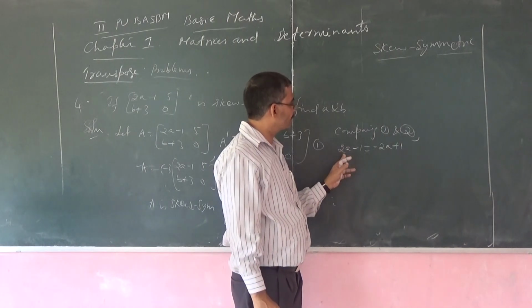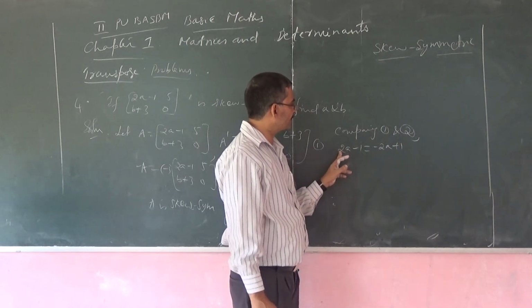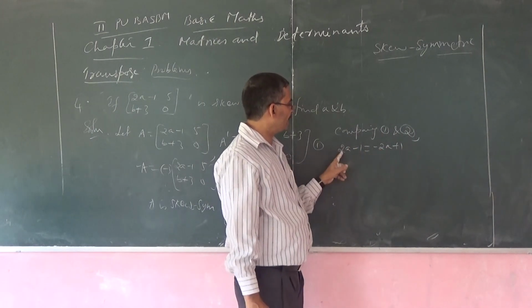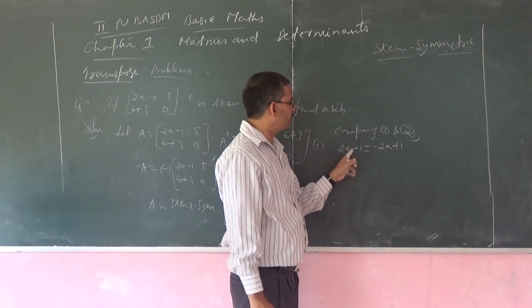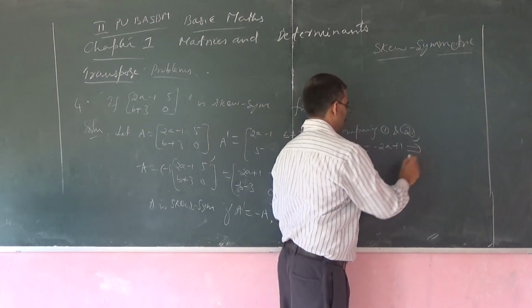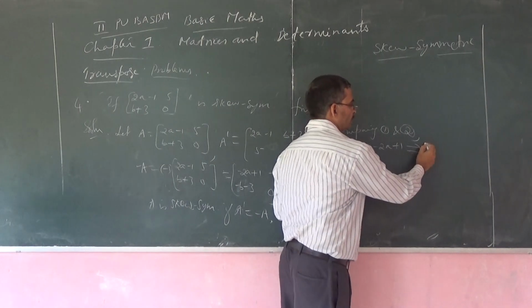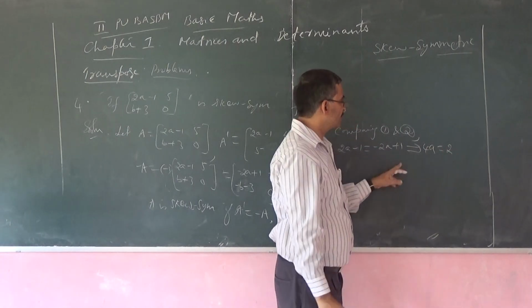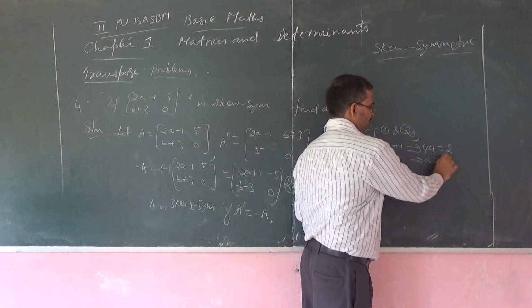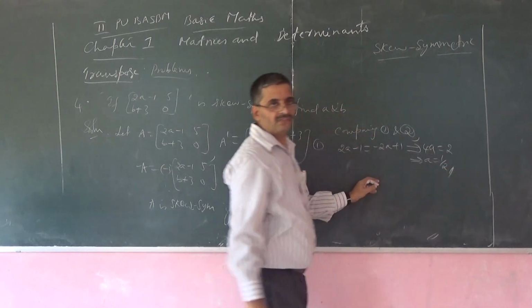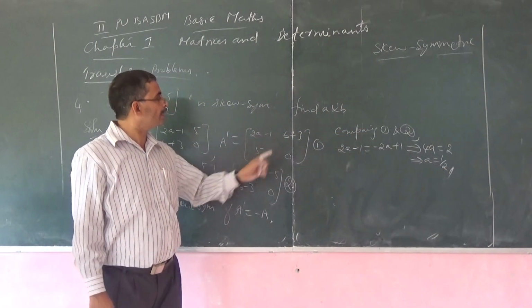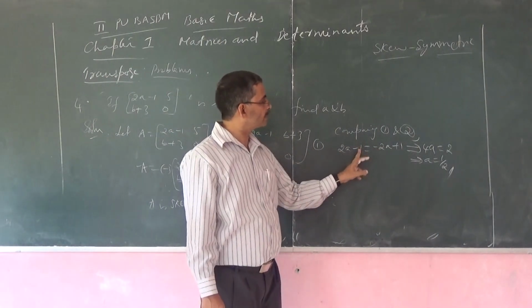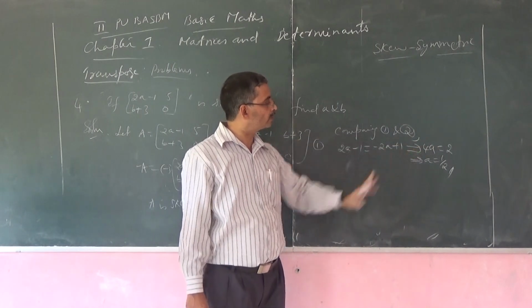So what you will get is, if you bring this side here, 4a equal to 1 plus 1, equal to 2. That means a equal to half. 2a minus 1 equal to minus 2a plus 1, so bring it to this side, 4a equal to 2, a equal to half.